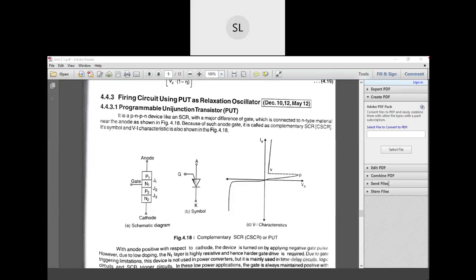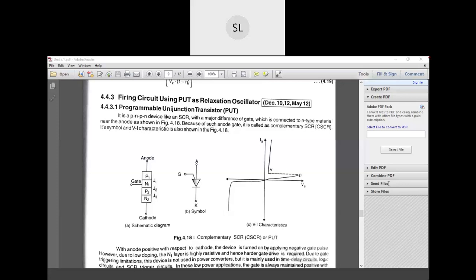Okay, so in the last session, we discussed the UJT, that is, the unijunction transistor, and how that UJT can be used as a relaxation oscillator. Basically, we were studying the firing circuits of the SCR.